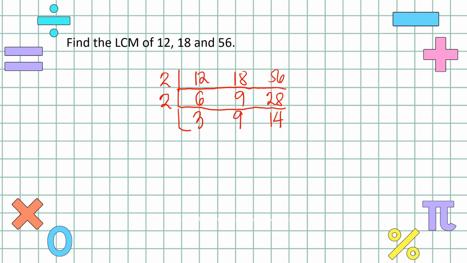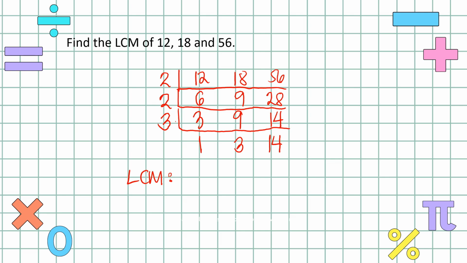And then we'll continue the process since I can see that 3 and 9 still have a common prime factor, which is 3. We'll have 3 divided by 3 is 1, 9 divided by 3 is 3, 14 divided by 3 cannot be, so we'll just put it right here. Lastly, we can now find the LCM since 1, 3, and 14 do not have anything more in common.